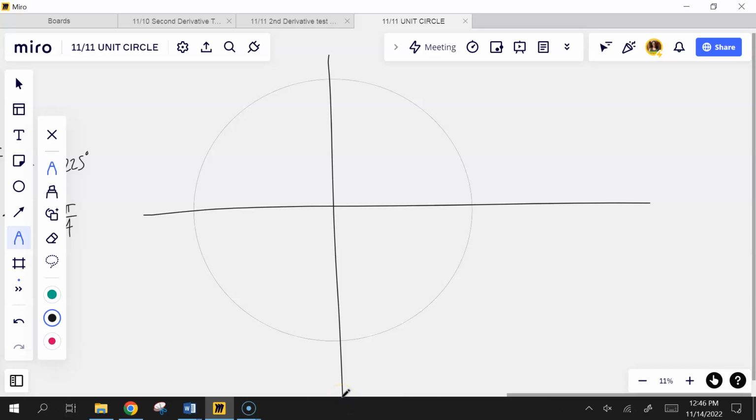Okay. I have this circle, and we call this the unit circle, and here's why. We call it the unit circle because the radius of this circle is always 1 unit. Okay? That means anywhere you go on here.